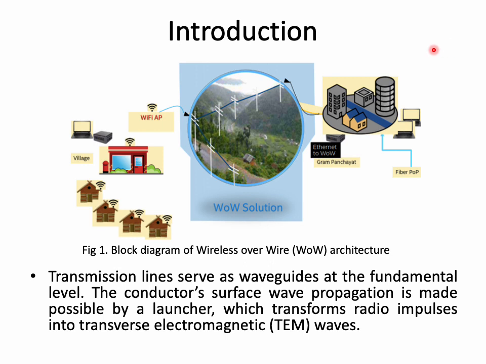So the pictorial architecture is shown here, where the Gram Panchayat is connected through an Ethernet cable, either with a fiber connection. Then it is connected to the nearby villages through this wireless over wire technology, which is the WOW solution, whichever is the abbreviation. And then it is connected to the nearby villages through the wireless connection, which comes from the WOW architecture. This WOW solution consists of the transmission lines, which serve as the waveguides at the fundamental level. The conductor's surface wave propagation is made possible by a launcher, which transforms these radio impulses into transverse electromagnetic waves, which are known as TEM waves.